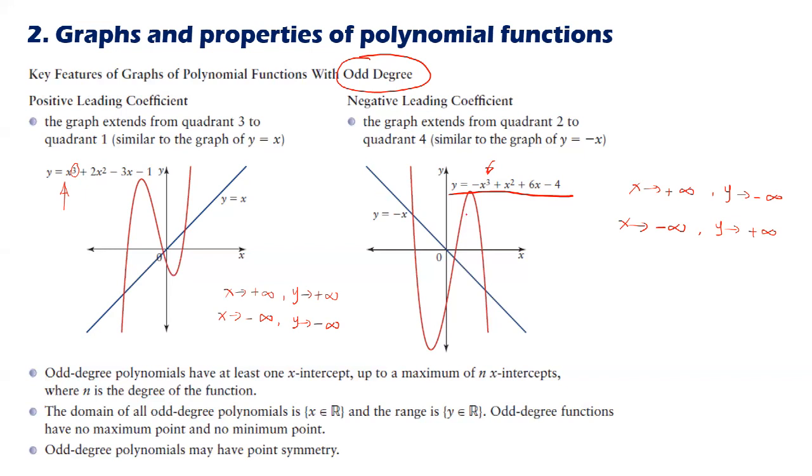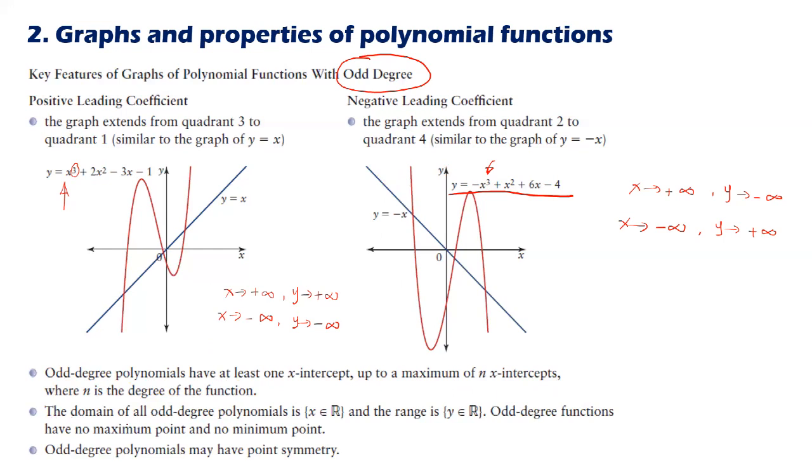Okay, also please remember this pattern when the degree is odd and the leading coefficient is negative. So in summary, the whole pattern of the function depends on the degree and the leading coefficient, right? All right, next, odd degree polynomials have at least one x-intercept and up to a maximum of n x-intercepts, where n is the degree of the function.